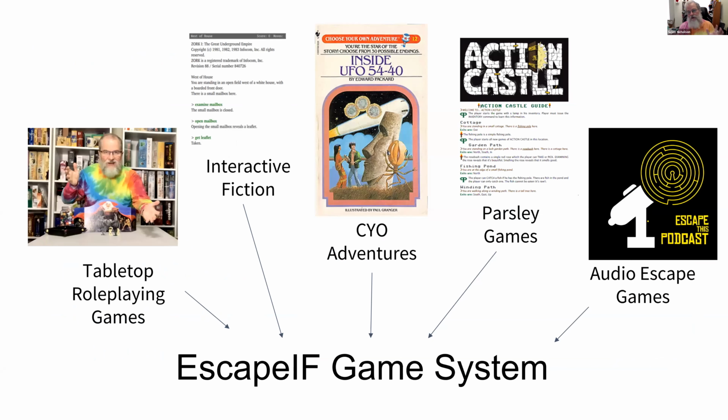Now, what EscapeIF does is that it combines a lot of different storytelling game systems that we've used in the past and brings it all together. Concepts of tabletop role-playing games, where there's a game master who tells the story and the players say back to them what they want to do. Concepts of interactive fiction games, like the old games like Zork, where it would say there's a mailbox here. What do you want to do? Concepts from the Choose Your Own Adventure book series, where you have a bit of narrative and it says, if you want to go left, turn to page 27. If you want to go right, turn to page 28.